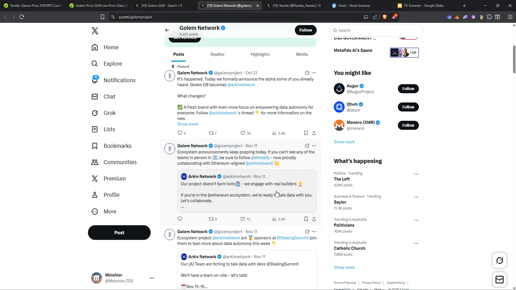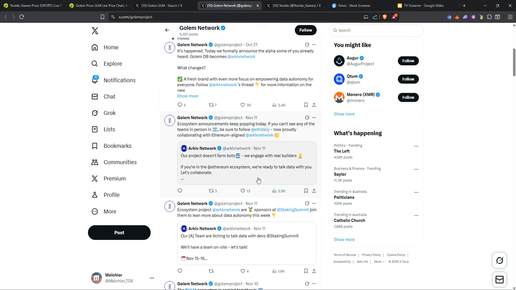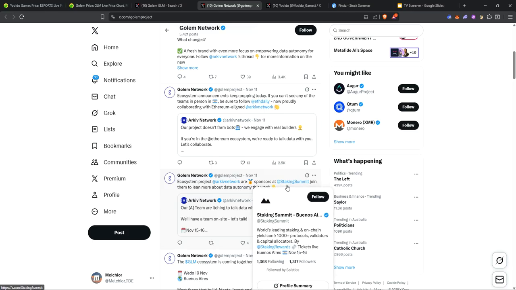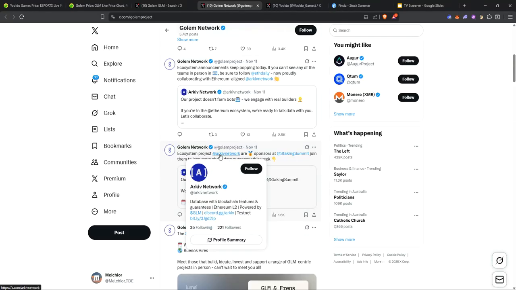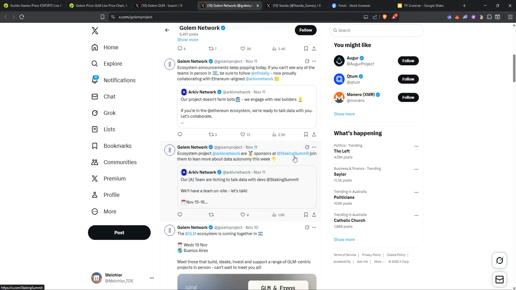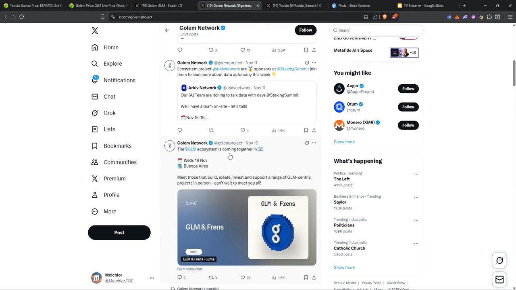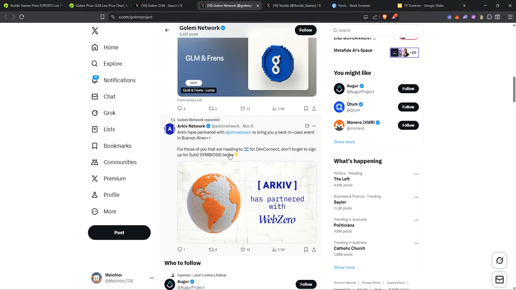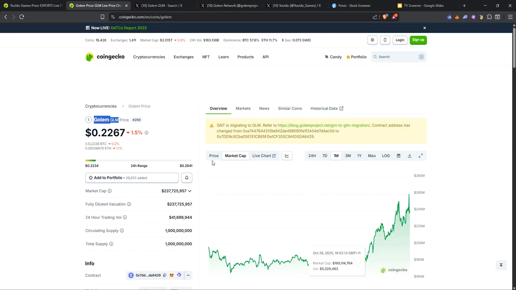Okay. So Archive Network, it's powered by Golem. So some of these ecosystem projects. Our number one sponsor is Staking Summit. Don't tell me that's the fundamental reason, because Archive Network is driving it because they're sponsoring Staking Summit. To me, if that's the fundamental reason, it's a pretty weak one. So I wouldn't look to long, and I wouldn't look to short either, because it doesn't fit my shorting criteria.